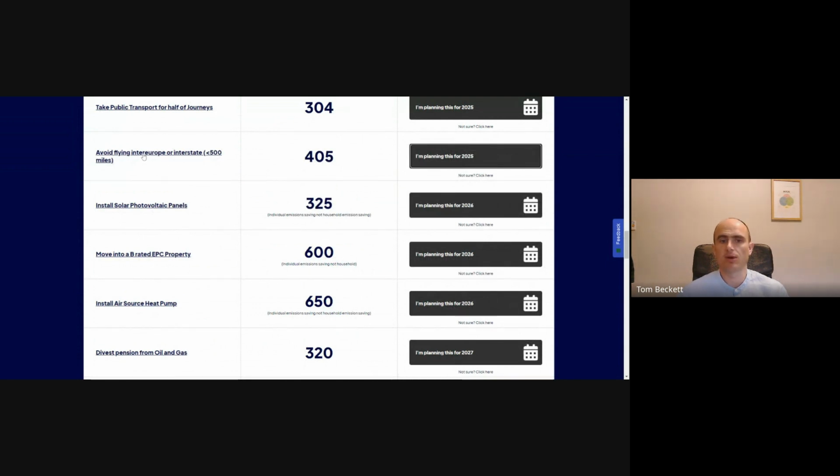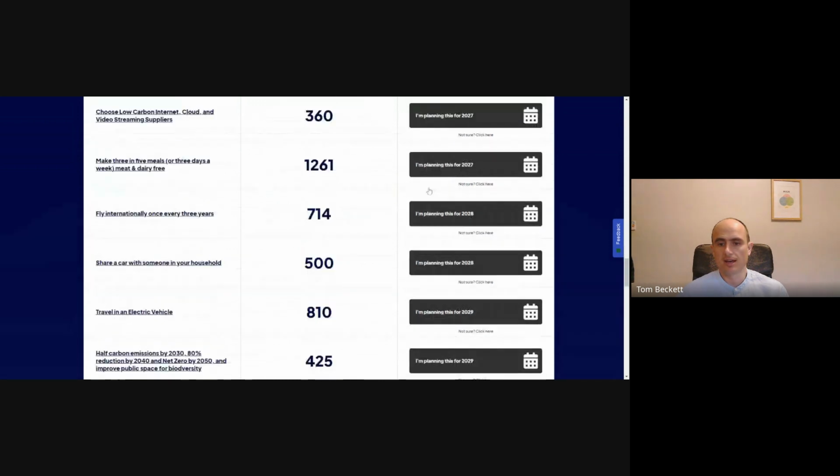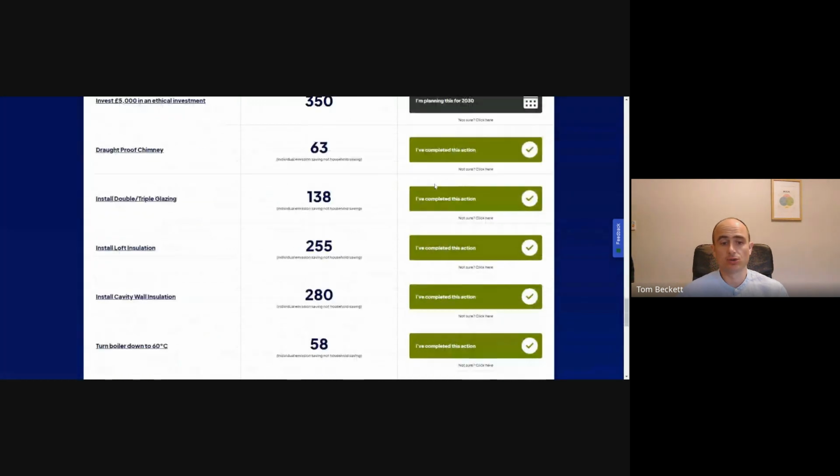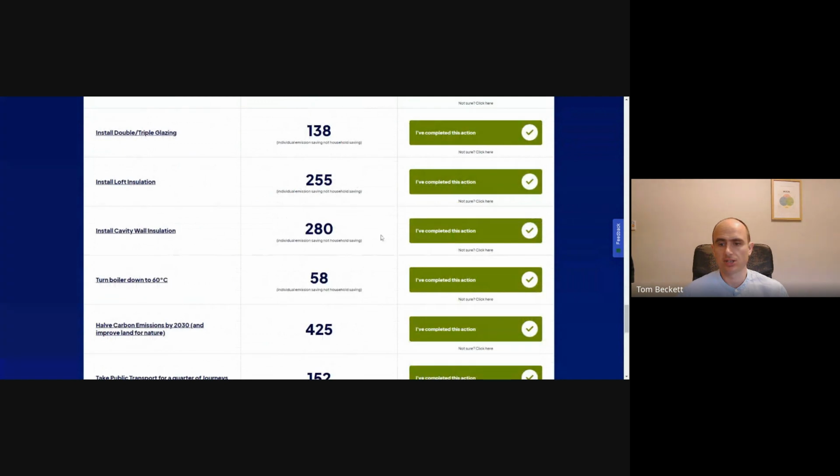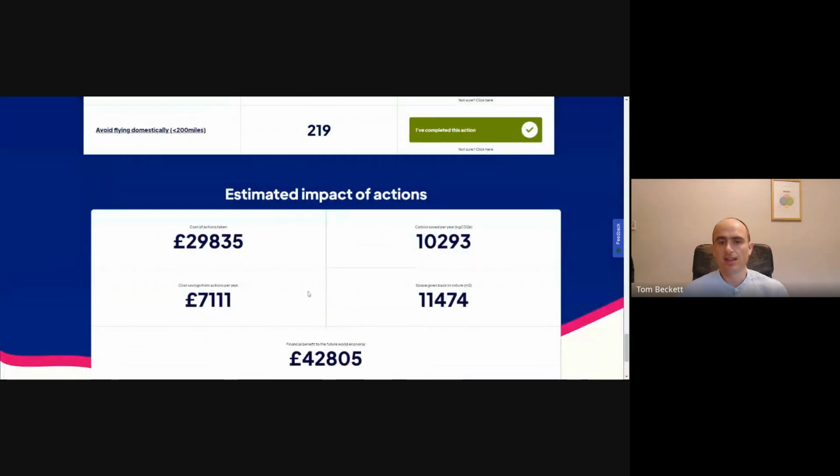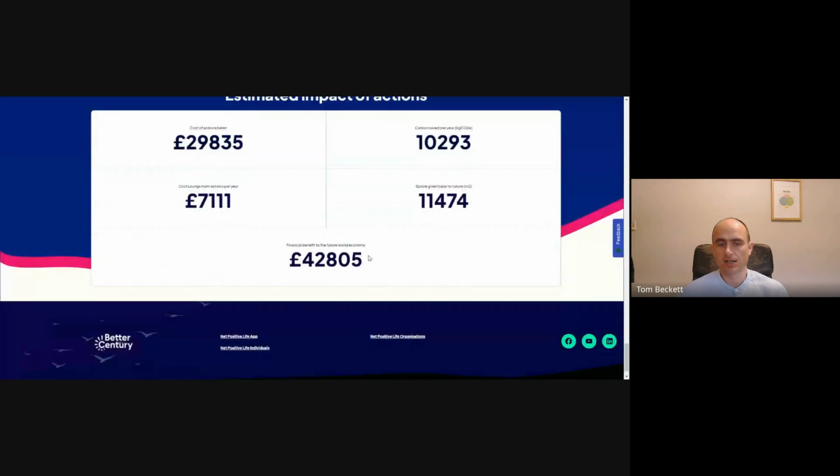So say if you said, well, I want to avoid flying into Europe or interstate, and you say, well, actually, I can't complete that action in 2025. I'm going to change it to 2028. Then you can change that there, and that will change your graph and above. But you can see all the actions, and these are all the actions that you've taken. And that's the estimated impact of your actions here.